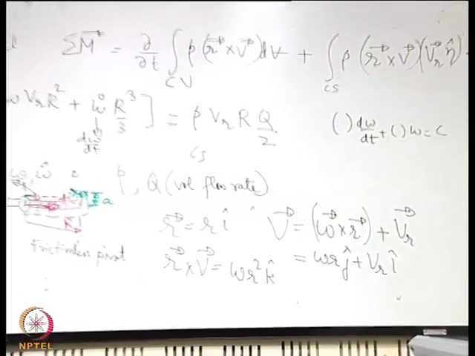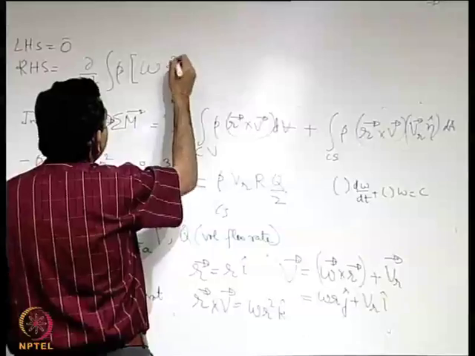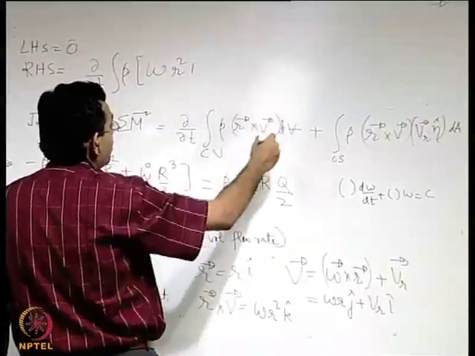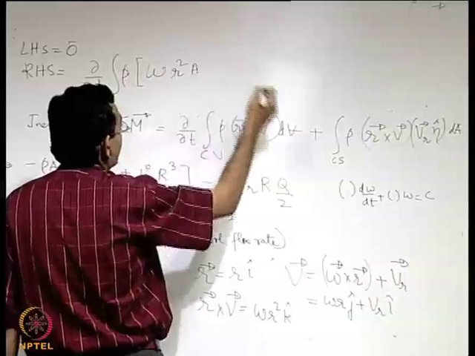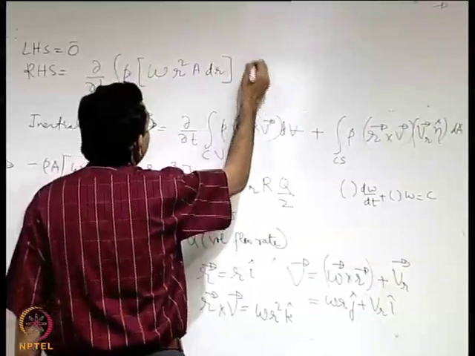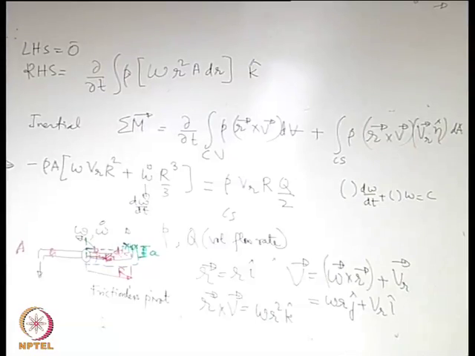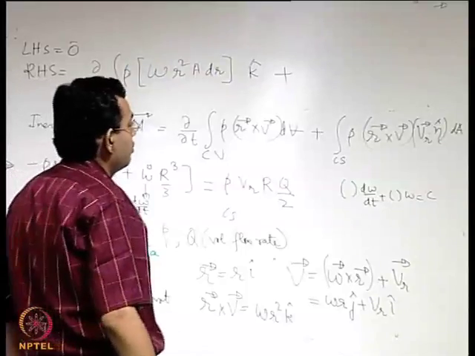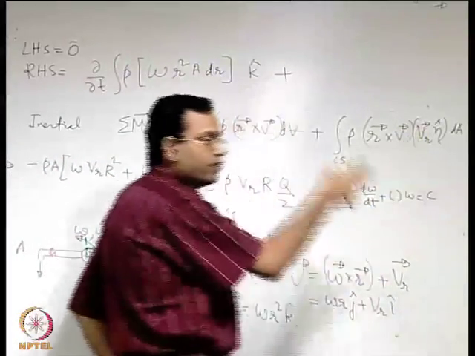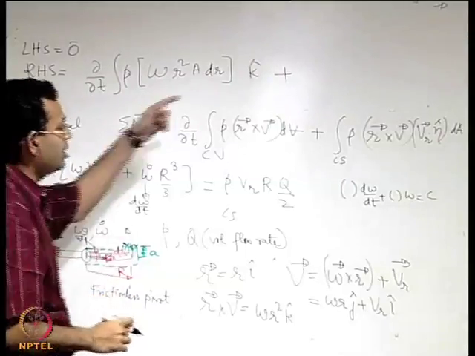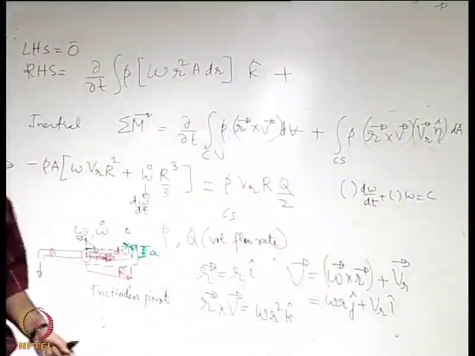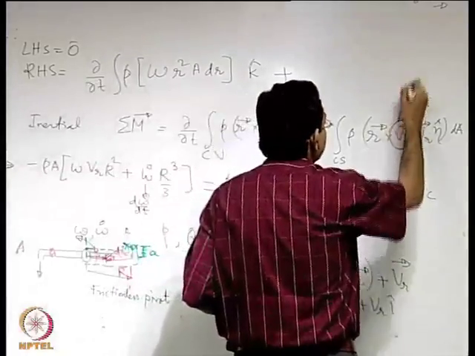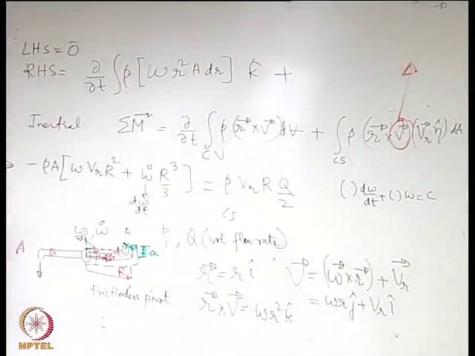Then you write this as omega r square, then in place of dv a dr this thing k, right. Then plus, again you assume uniform velocity distribution. So when you write the next term, what should you substitute for this v? Yes. Remember, this v has to be the inertial reference frame v. So what is that?